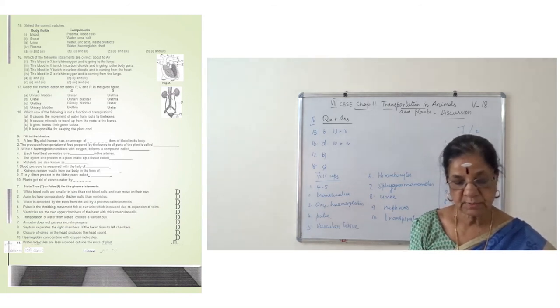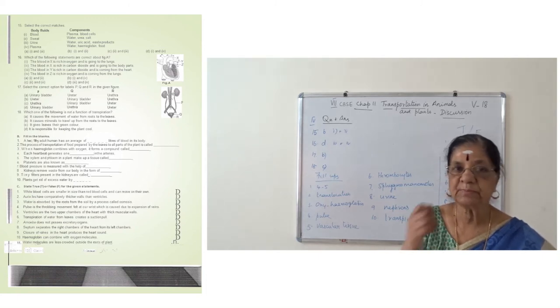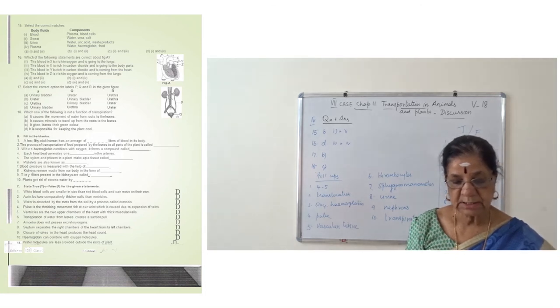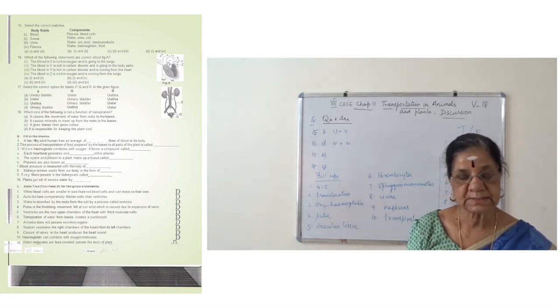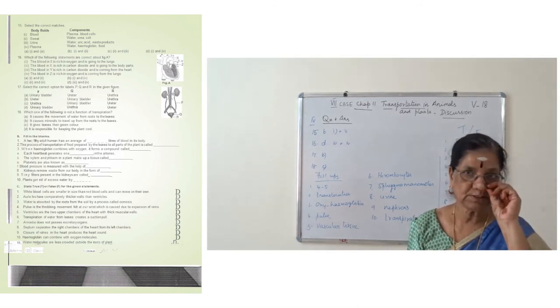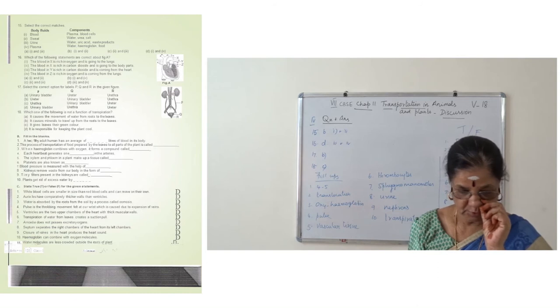Then third one, blood in Y is rich in carbon dioxide and is coming from the heart. And blood Z is rich in oxygen and coming from the lungs. So the answer is D option, third and fourth statements. Okay.